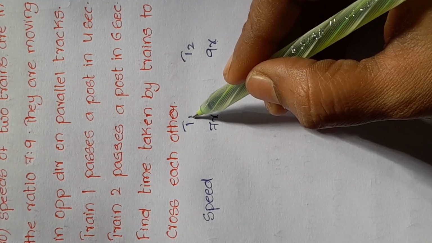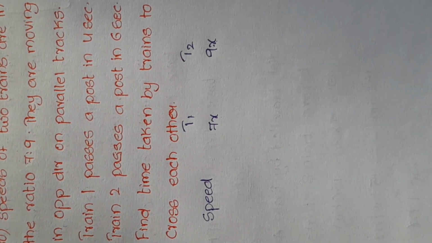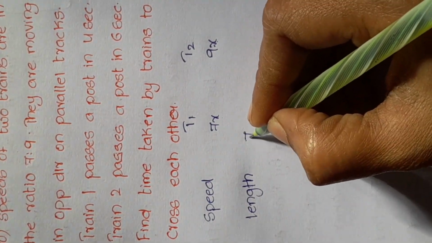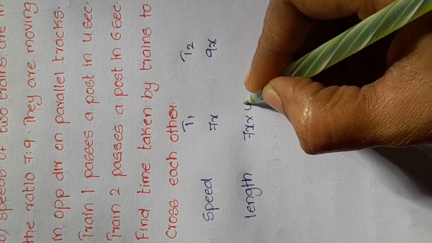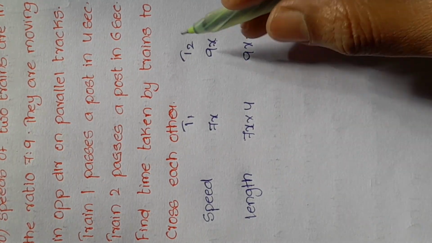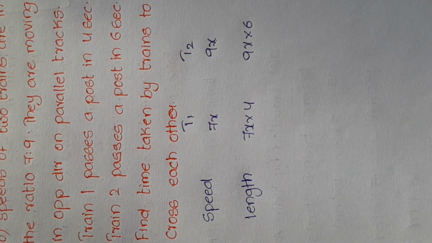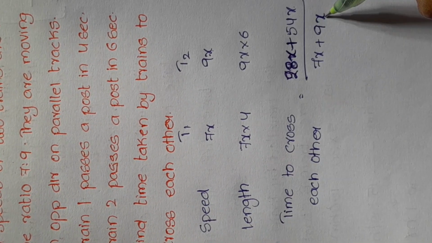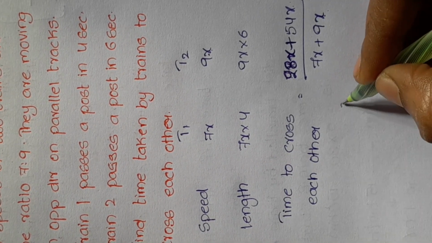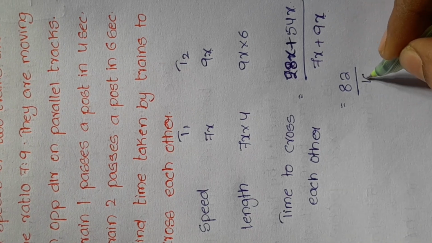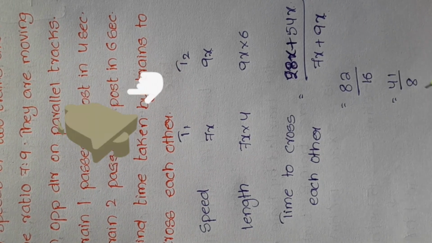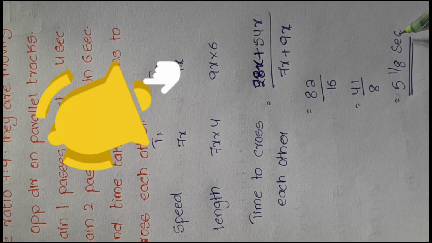The speed of the first train is 7x and the speed of the second train is 9x. Now the length we get as 7x into time to cross the post, which is 4. Length is 9x into time to cross the post, which is 6. Time to cross each other is sum of the lengths by sum of the speeds. We get this as 82 by 16, 41 by 8, 5 1 by 8 seconds is the time to cross each other.